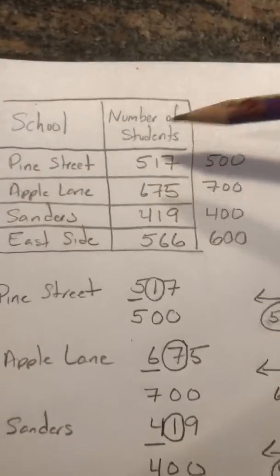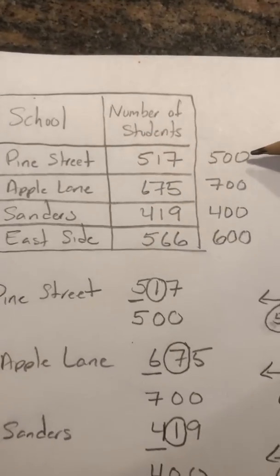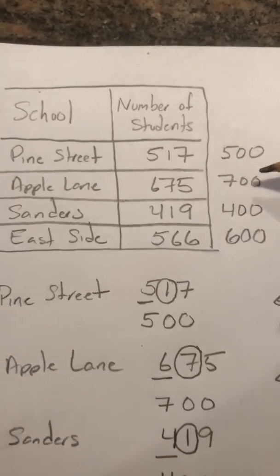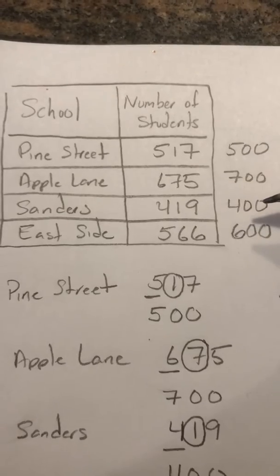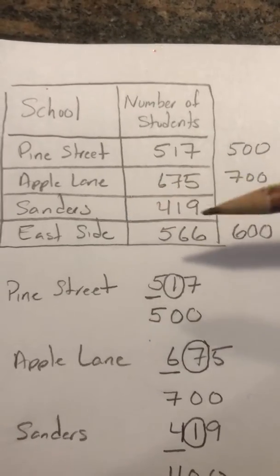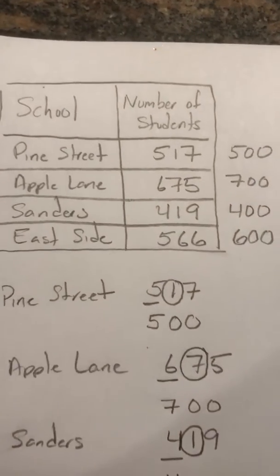So once I have those, I can go back and fill this in the chart. So Pine Street has about 500 students. Apple Lane has about 700 students. Sanders has about 400 students, and East Side has about 600 students.